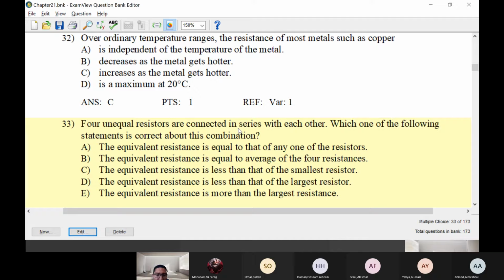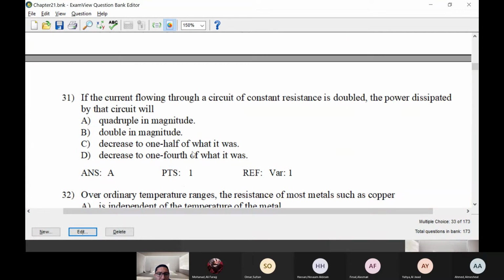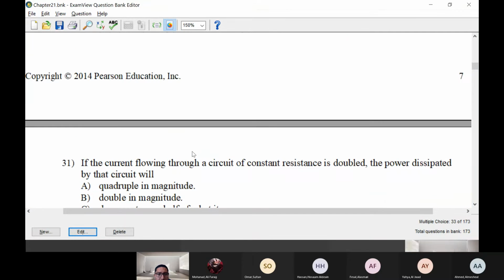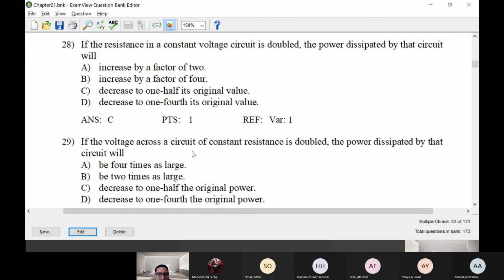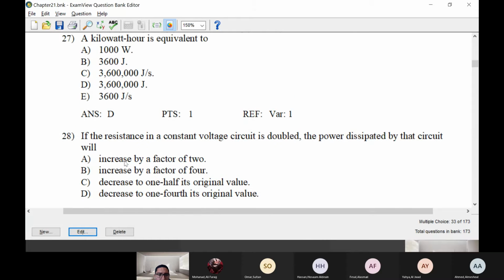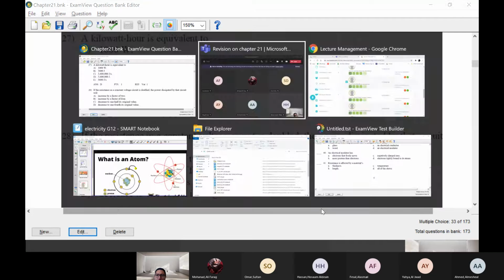So do you find this or something similar to this answer here? A, B, C, D. In series, the equivalent is more than the largest, E. Yes, it's more than the largest. It's the sum of all of them. So the answer is E. One more thing, I want to be sure that you answer it right, because we have a lot of questions on that. Resistance and constant voltage is doubled. Oh yes, this type of question is important. I'm going to ask about it.